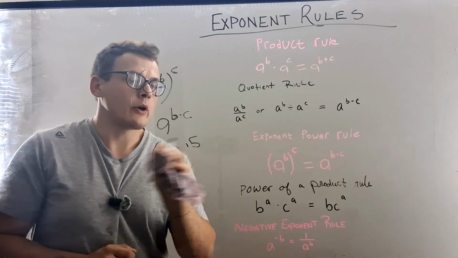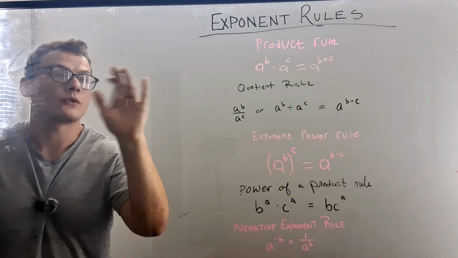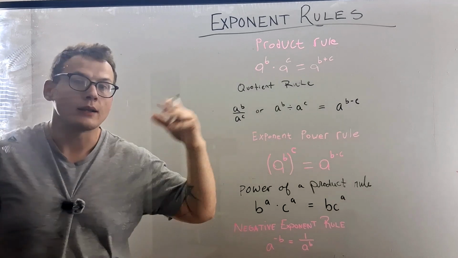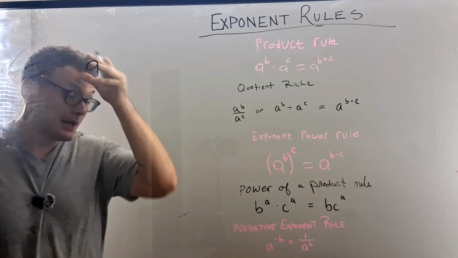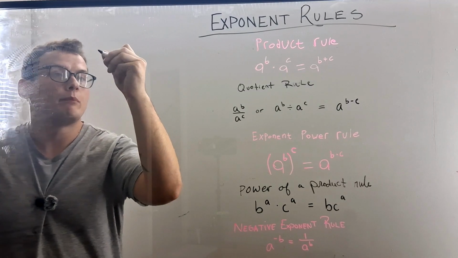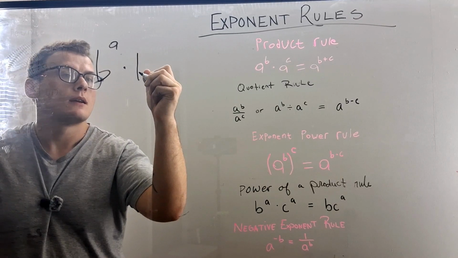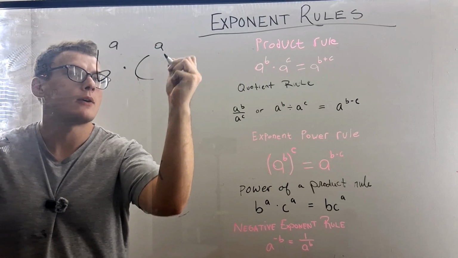All right, that is the exponent power rule. Now for the power of a product rule. This flips the product rule we worked with earlier and flips it around. So let's say we have b to the a power times c to the a power.